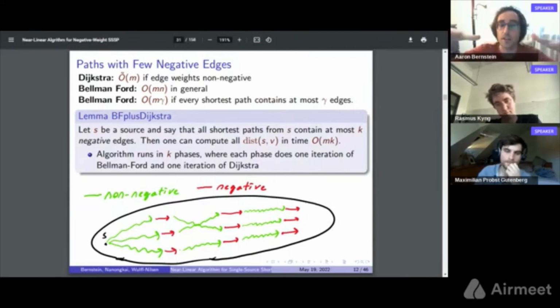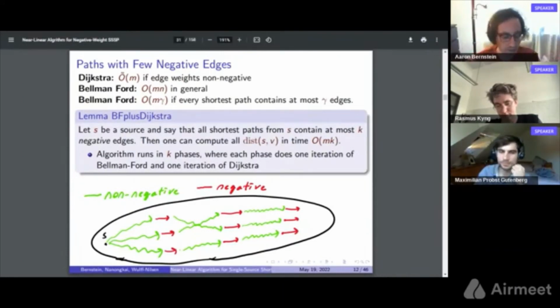So this is to get the basic version. If you know that everybody has at most k negative edges, then you just run Dijkstra from all the labels, then update all the labels with one iteration of Bellman-Ford, then again run Dijkstra from all the labels and do this k times.